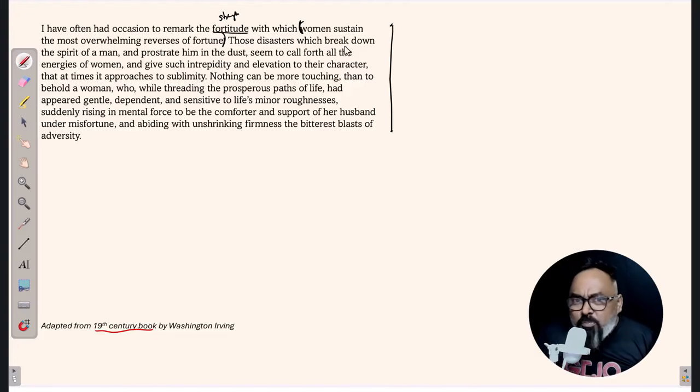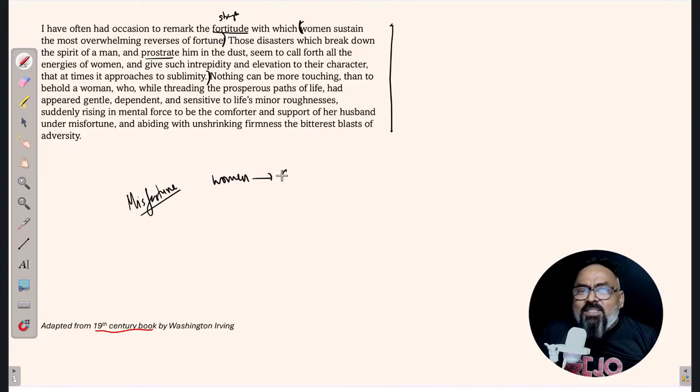Those disasters which break down the spirit of a man and prostrate him in the dust. Prostrate is actually falling down in the dust. Seems to call forth all the energies of women and give such intrepidity and elevation to their character that at times it approaches sublimity. So basically, so far what we know is that in the context of whenever misfortune happens, women sustain, men do not sustain.